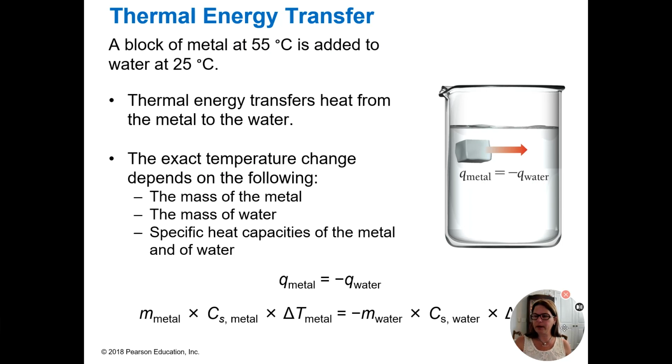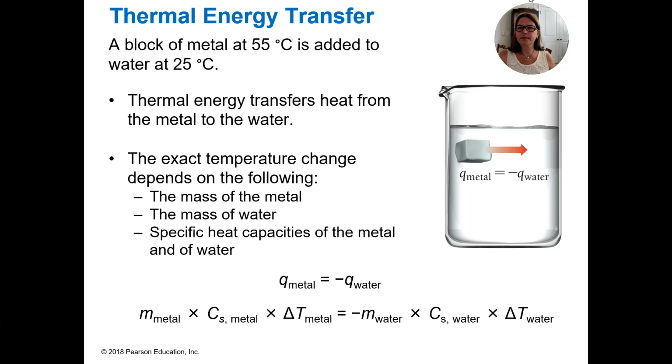Move my picture back. All right, so you can use this relationship to figure out exactly what's happening with temperature change and energy flow when you're adding something hot to something cold. And it doesn't have to be a piece of metal. It could be 50 milliliters of hot water added to 50 milliliters of cold water, something like that.